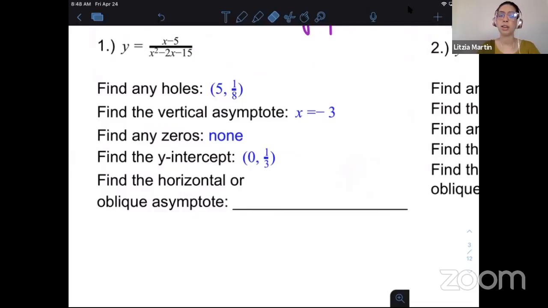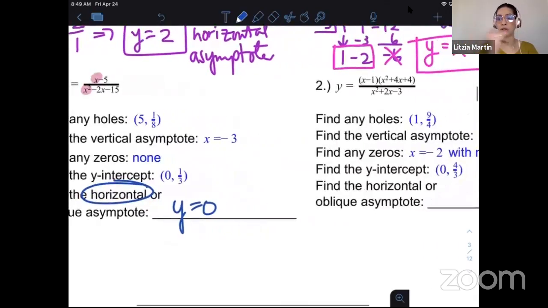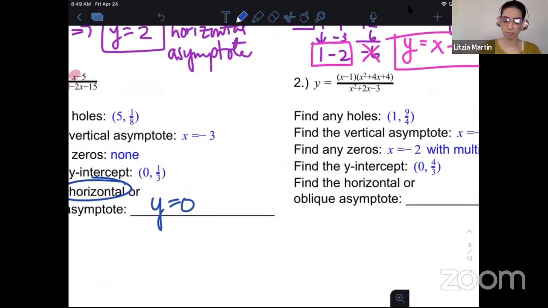So we're trying to decide if it's a horizontal or oblique asymptote. We know there's only one time where we'll have an oblique asymptote, and that's if we have a top-heavy function. If I look at the degrees of this function, the highest degree is 1 up top and 2 at the bottom. So this is a bottom-heavy function. So I know it's going to have to be horizontal, and bottom-heavy means y is equal to 0. Easy as that. Bottom heavy, automatically y is equal to 0. And we know it's going to be horizontal right at y equal to 0.